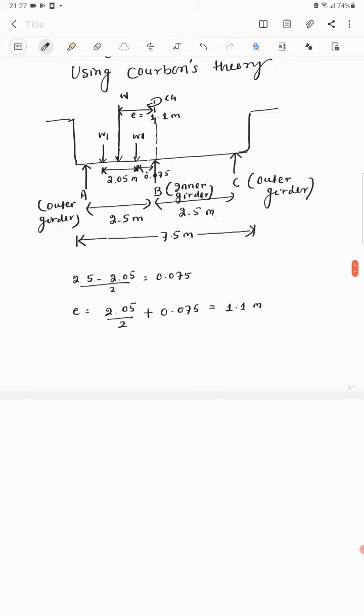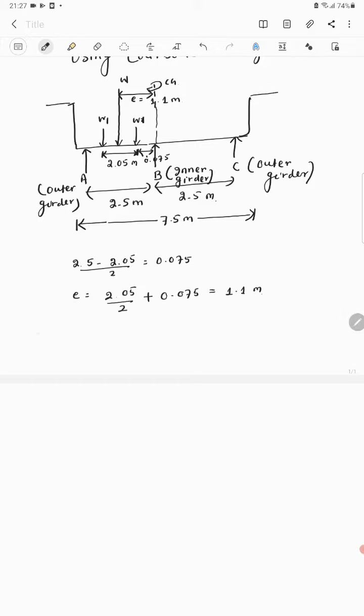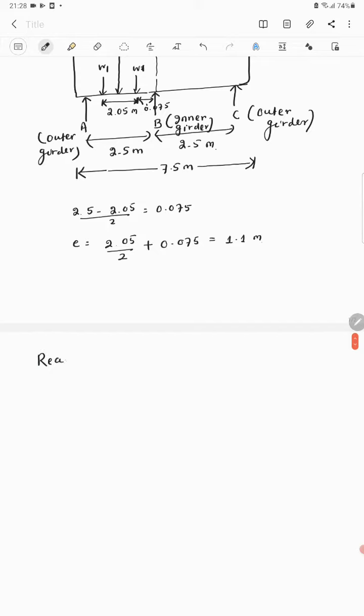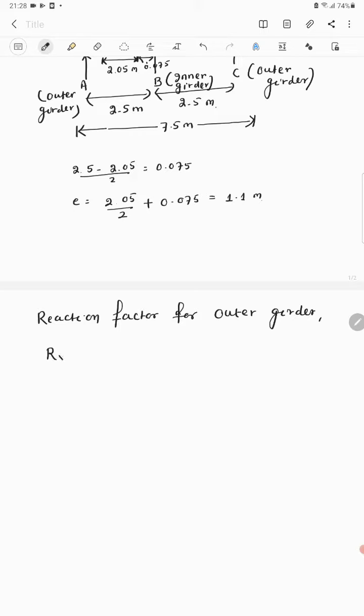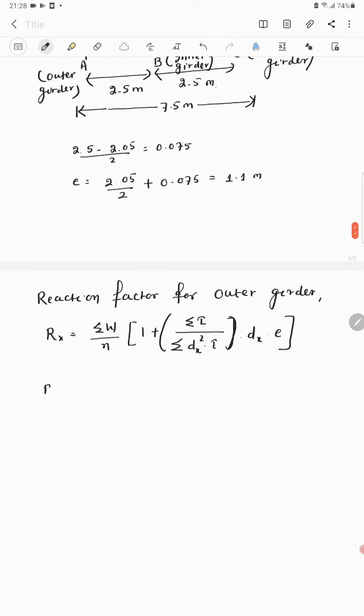So next we'll calculate the reaction factor. Separately we have to calculate for the outer girder and the inner girder. It will be different. So first we'll calculate for the outer girder. What is the expression? Rx is equal to summation of W divided by N, 1 plus summation of I divided by summation of dx square into I, into dx into E. This is the expression.